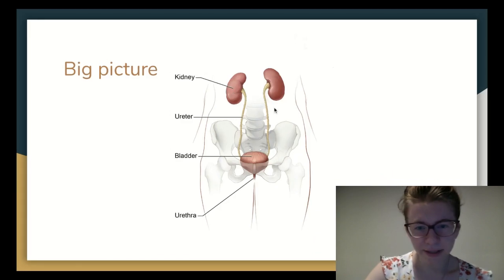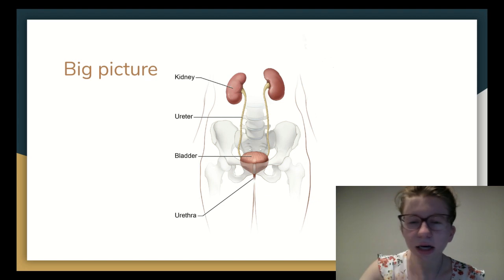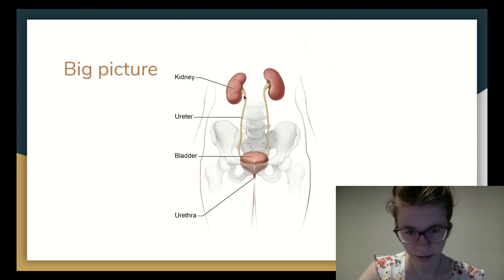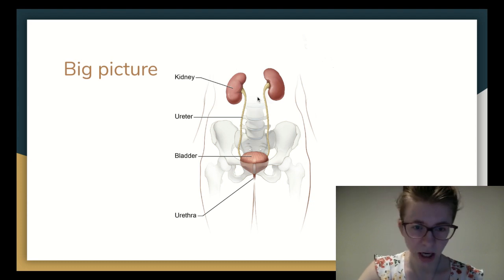So the urinary system, I put this photo in here for you just to kind of get a big idea of what we're talking about here. I think everyone is pretty familiar with the fact that the kidney filters waste out of our blood. Kidney does a lot of other incredible things with blood pressure and controlling substances.